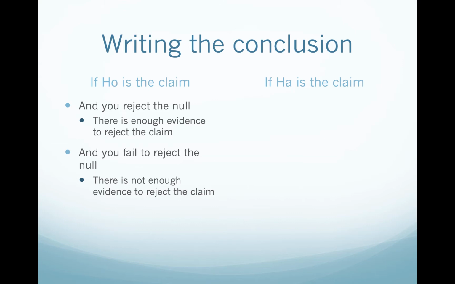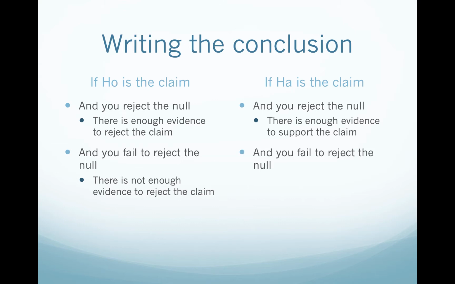Conversely, if the alternative is the claim and you reject the null, think about this: you reject H0, so you are essentially accepting HA. HA is the claim, so essentially you're accepting or supporting the claim. And so we say there is enough evidence to support the claim. However, if we fail to reject the null, then all that's saying is there is not enough evidence to support the claim.